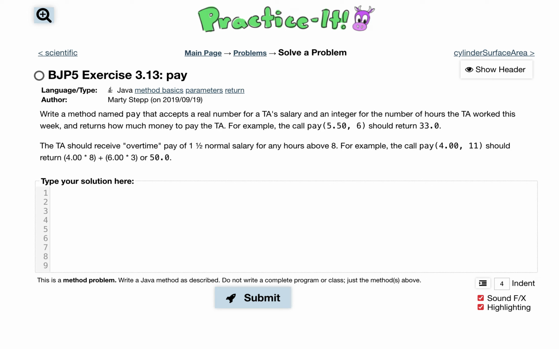However, the TA should receive overtime pay of 1.5 normal salary for any hours above 8. For example, the call Pay 4, 11 should return 4 times 8 plus 6 times 3 or 50. So let's dissect this problem.